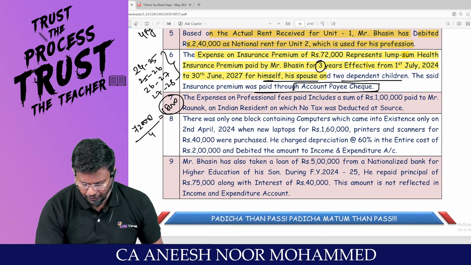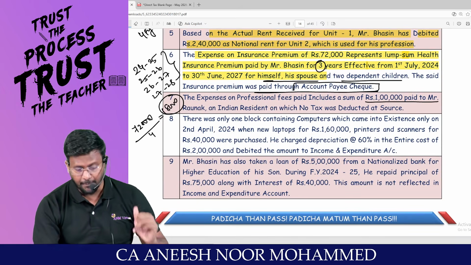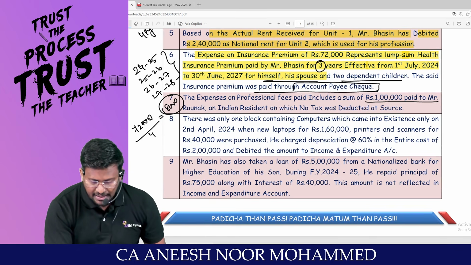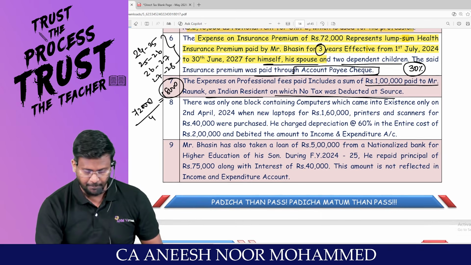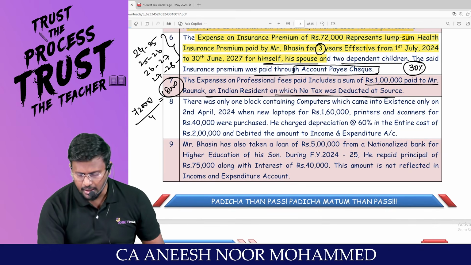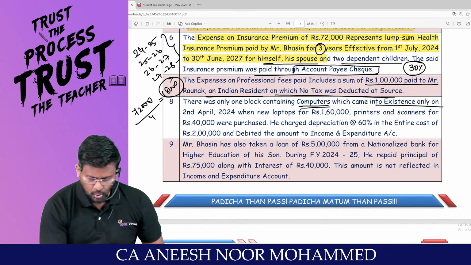Expense on professional fee paid includes a sum of 1 lakh paid to Mr. Raunak, an Indian resident, on which no TDS was deducted. 30% should be disallowed. There was only one block containing computer, which came into existence only on 2nd April.